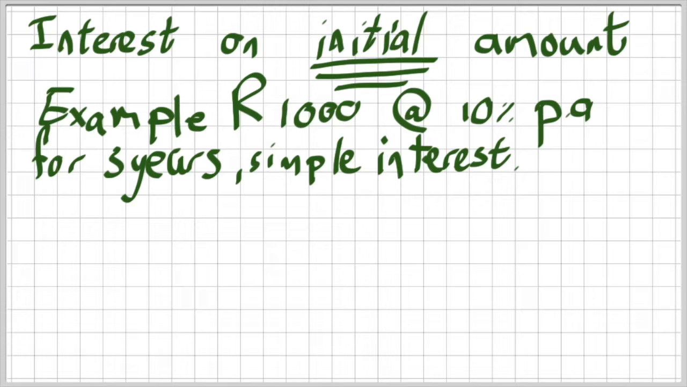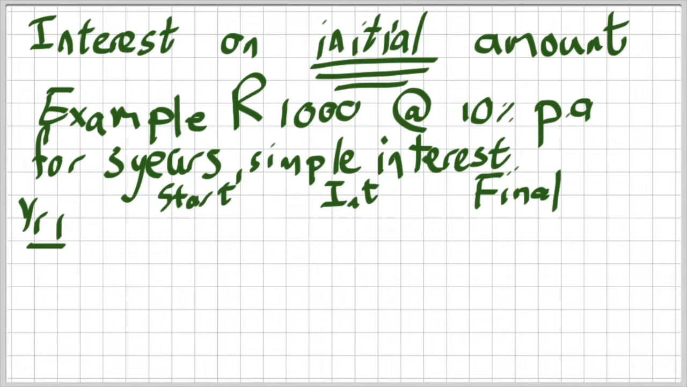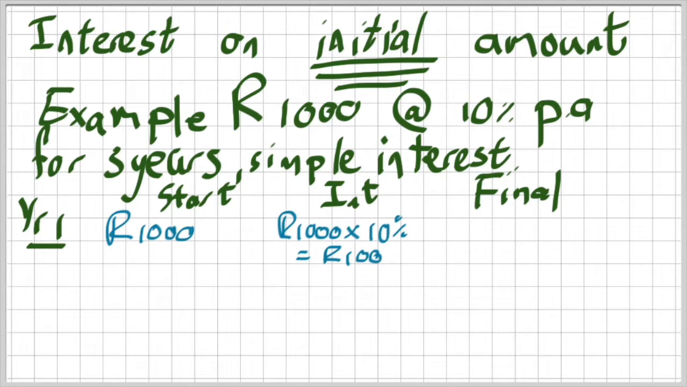Once we've got this, let's have a look at what I'm going to do. I'm going to take this step by step. In year one, I'm looking at 3 important things: the start, how much interest I earn, and the final amount in the bank. I start with 1,000 Rand. Now I earn 10% of the 1,000 Rand, so I earn 100 Rand worth of interest. My final amount is the start, the 1,000 Rand, plus the amount of interest.